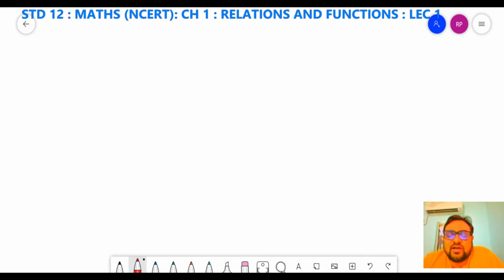Today we'll start with the first chapter of Standard 12 Mathematics, and the name of the chapter is Relations and Functions. You had already learned about the basics of relations and functions in Standard 11, about relations, domain, codomain, range, and so on. So now today we are going to start with types of relations. Okay, so let's start.